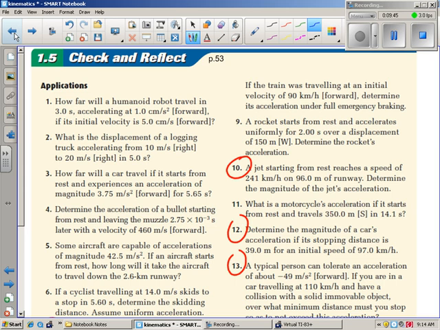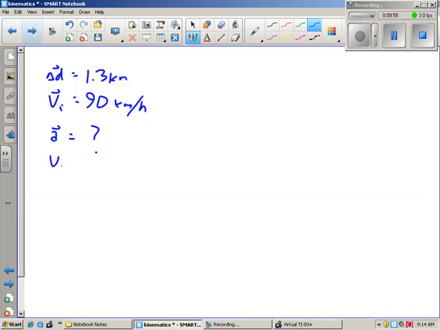Is there anything else we have if we read between the lines? Connor? Good. How do you know that Vf is 0? Good. If we want this thing to stop, then obviously Vf is going to be 0. So let's write that down.